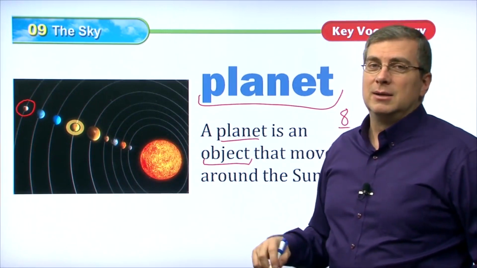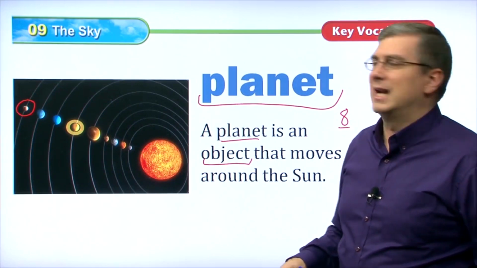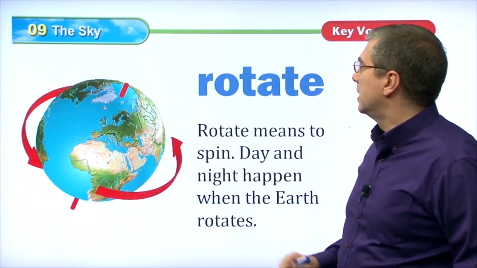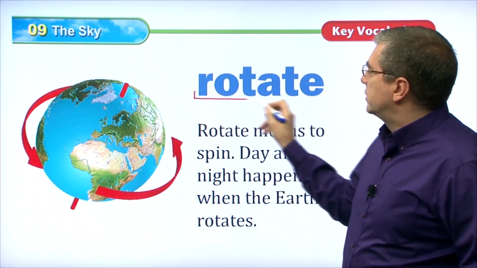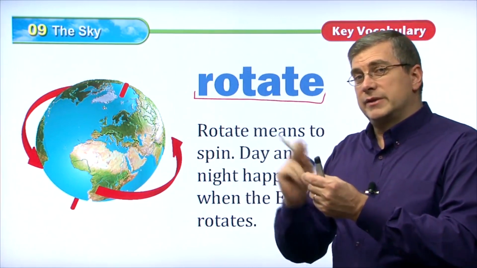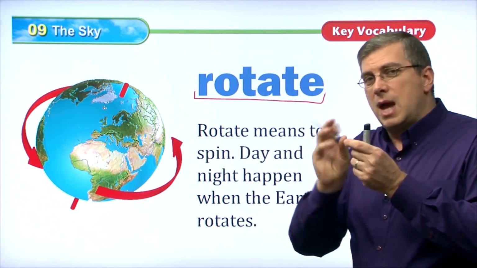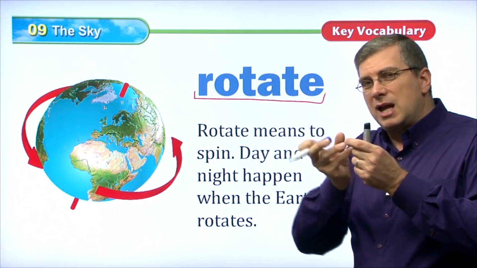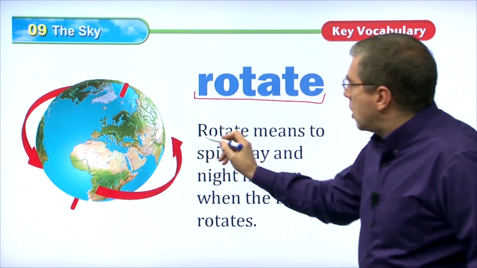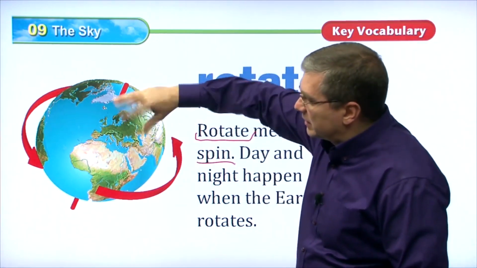It used to be 9, but scientists didn't like Pluto, so they said it's not a planet anymore. So we have 8 planets in our solar system. Now, we have this idea here: rotate. Before, we said that the planets move around the sun, but the planets themselves are also moving by themselves around a pole. Rotate means to spin.